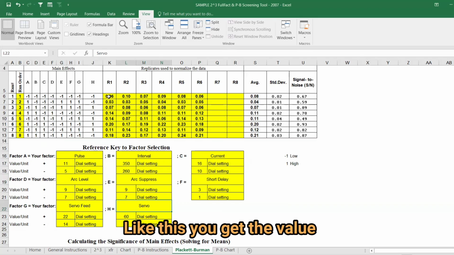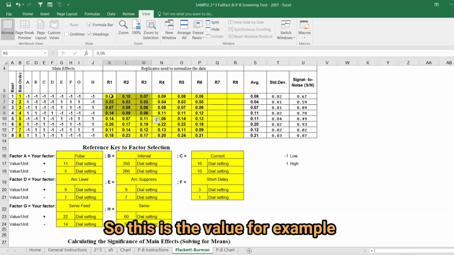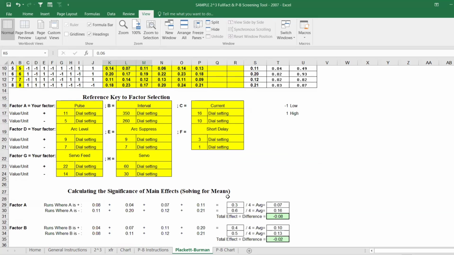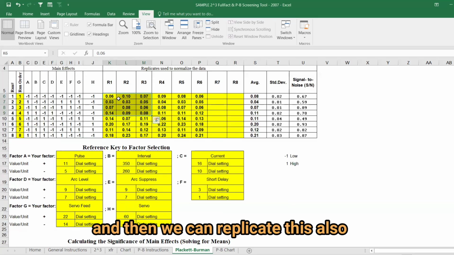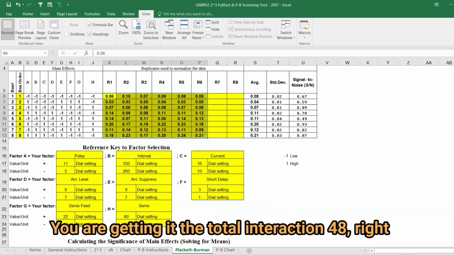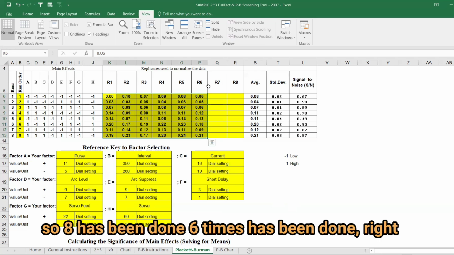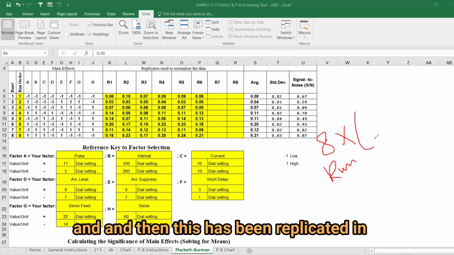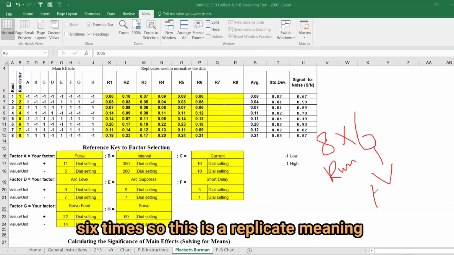So like this, you get the value. So this is the value. For example, they have found out the value of resistance we are getting if we keep these factors, and then we can replicate this also. So these are the number of replications, right? How many values are you getting? You are getting a total of 48, right? 8 runs, and each has been done 6 times. So the number of runs is 8, and this has been replicated 6 times. A replicate means repeated.